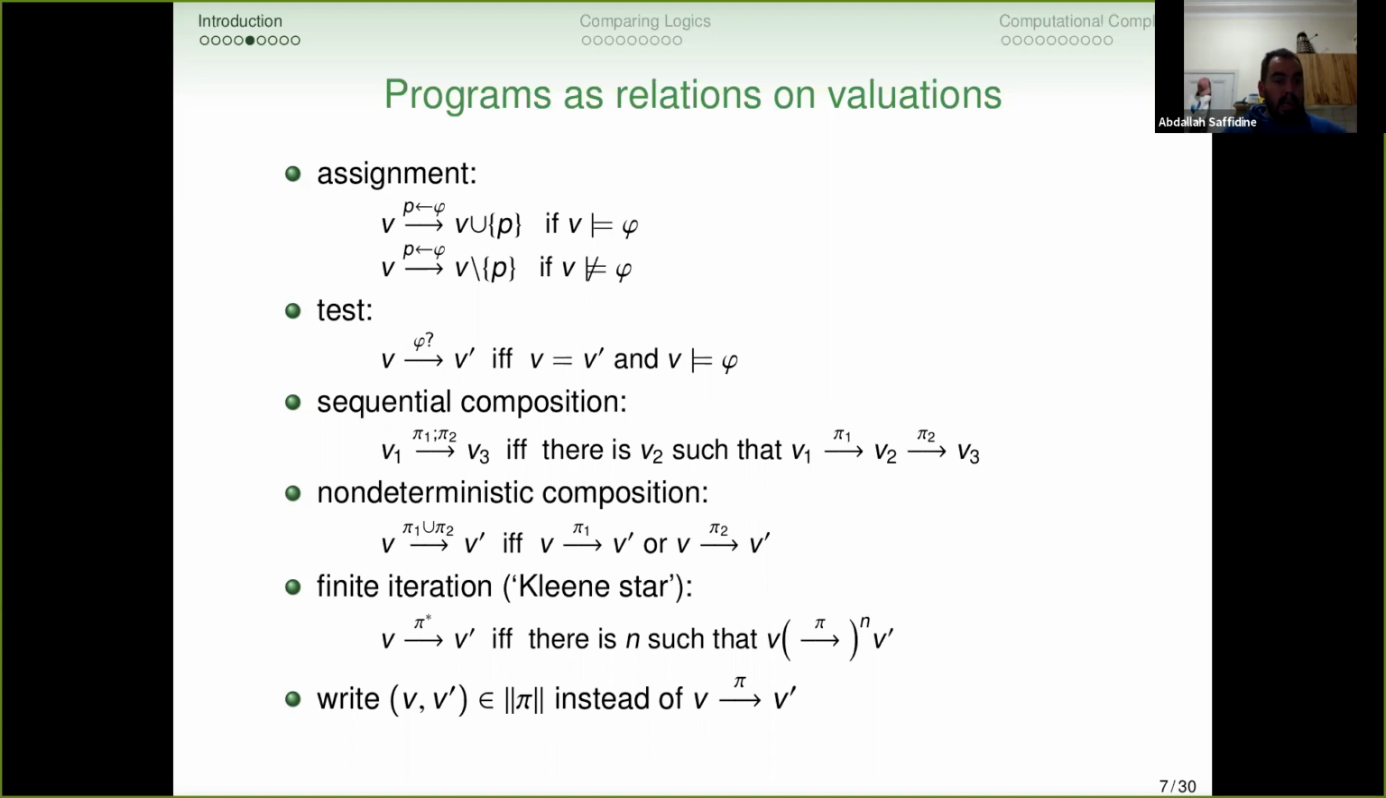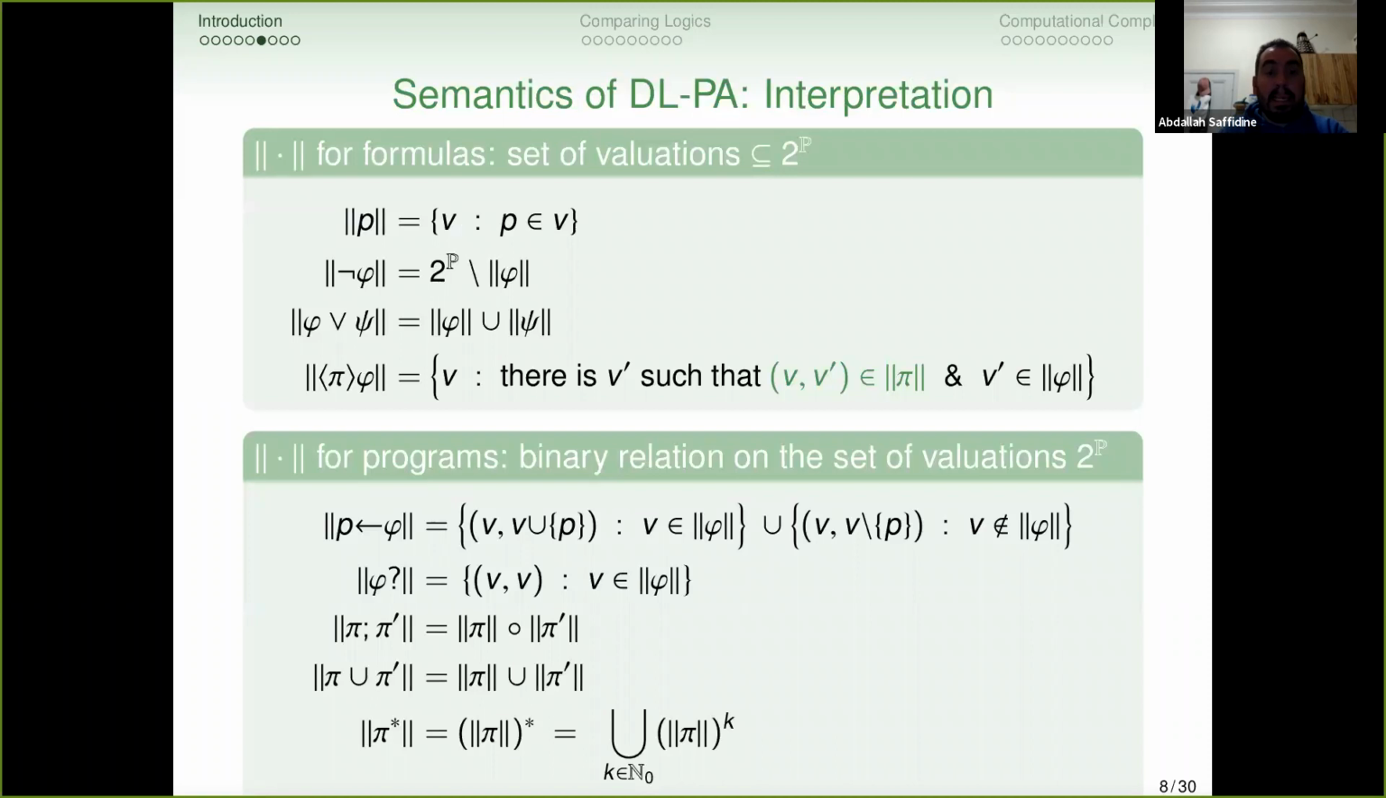So now we're ready to define formally this interpretation for formulas. Nothing changes for atoms, negation, and disjunctions. That was the same as for QBF or propositional formulas. And now for the diamond, we'll say the semantics of diamond pi phi will be those starting valuations such that there's an ending valuation V prime that are related according to pi, and V prime has to satisfy the formula. So is there a V prime that I can reach by executing pi and my V prime satisfies my formula? If so, then my V was satisfying the diamond.